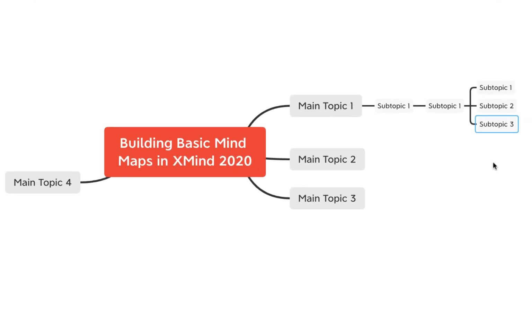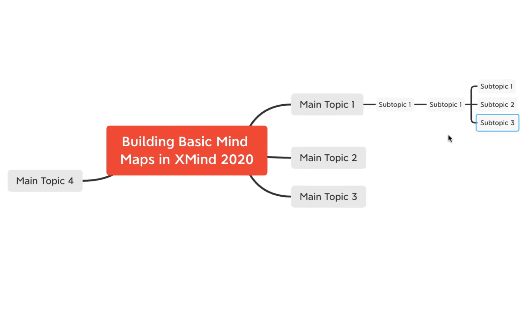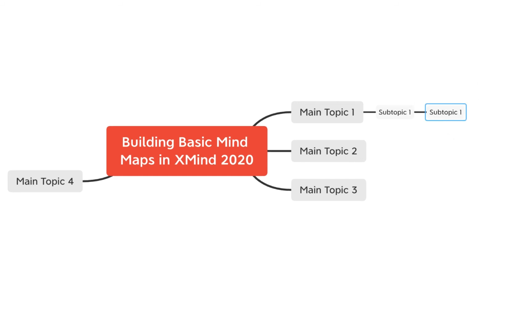To input text, simply click on the desired topic, so in this case main topic 1, and begin typing. This is topic 1. If I then wanted to edit this, I can double click on it and change words within it, or in this case just change it back to main topic 1. Now to delete topics, as I'm sure you can probably guess, you simply have to use the delete or backspace key, and it'll get rid of anything you don't want that's currently highlighted.